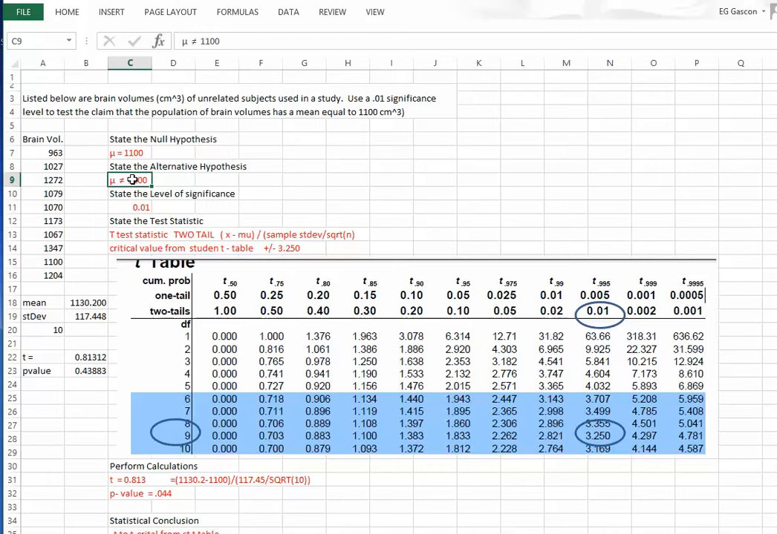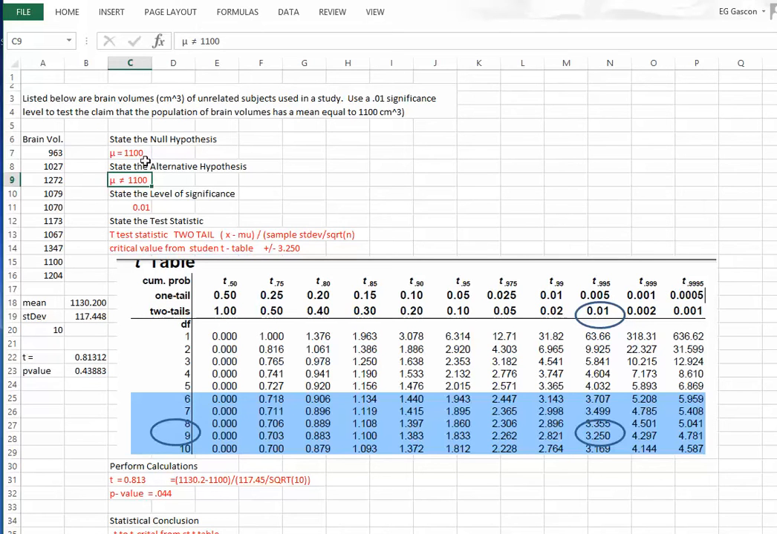So if we end up in a risk situation, we're going to have to reject the null in favor of the alternative. We're going to use a significance level of 0.01. So this is how we start. Once we get to this point, notice we are no longer dealing with brain volumes. We're dealing with just numbers. So this is the mathematics part of it, and that's all we want to look at until we get to the final statement.